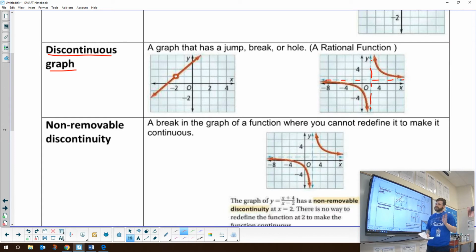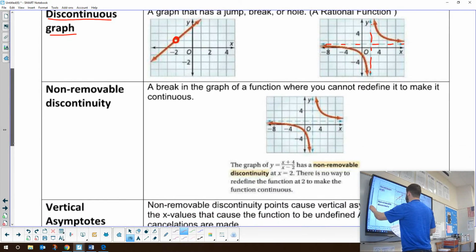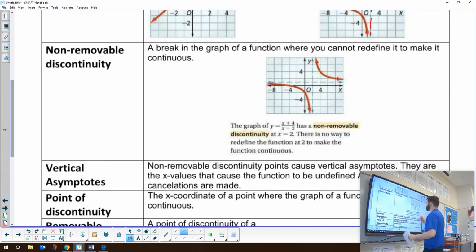But there's also another type of discontinuous graph, and that is if we have a hole in our graph. So if there is a hole in our graph, sometimes that happens whenever we have an undefined value that doesn't actually create an asymptote. And let me explain why that works. An asymptote is what's called non-removable discontinuity. That is just like what we're used to thinking about whenever we drew our asymptotes on.